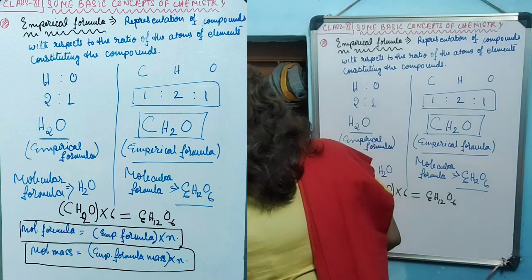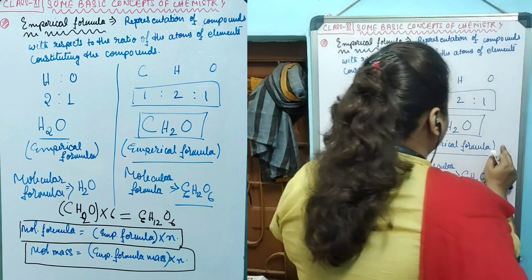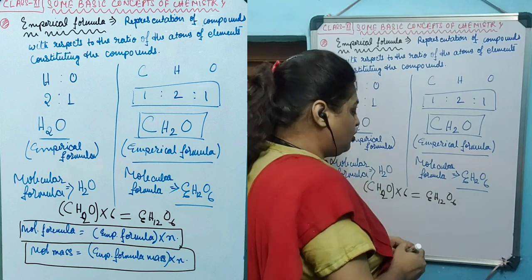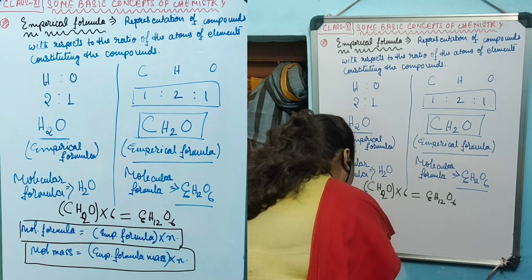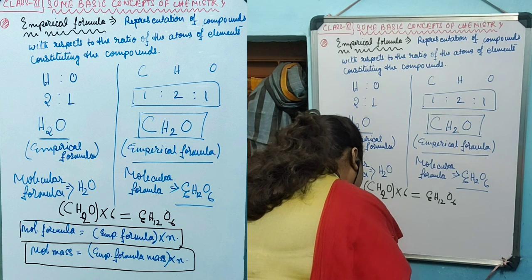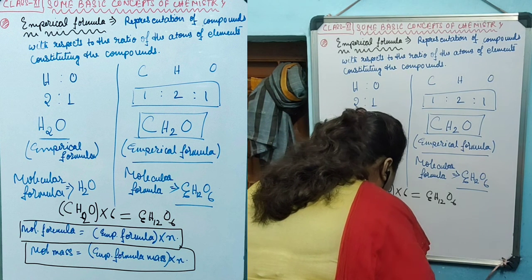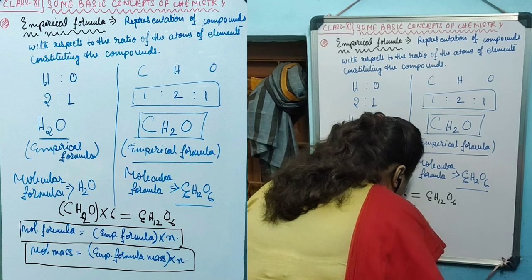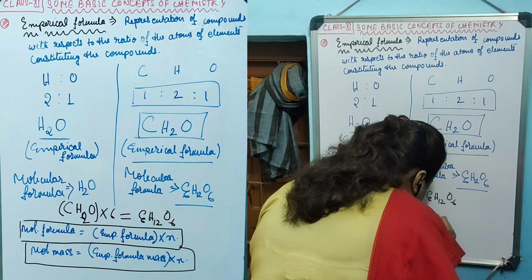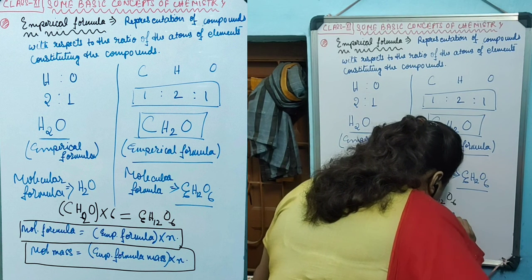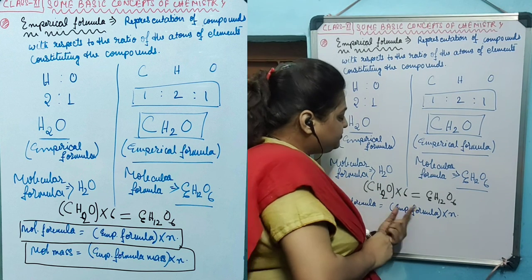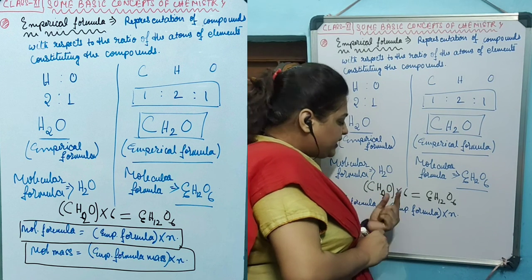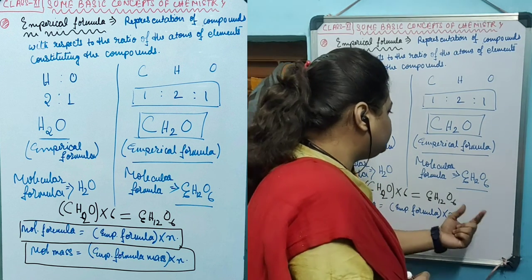This is the relationship between the empirical formula of any compound and its molecular formula: molecular formula equals empirical formula multiplied by n. N is the integer that needs to be multiplied with the empirical formula of any compound to get its molecular formula.